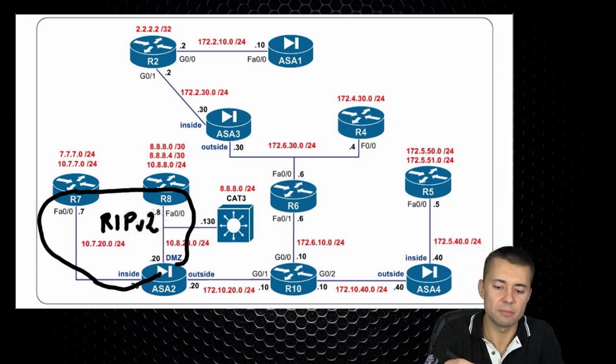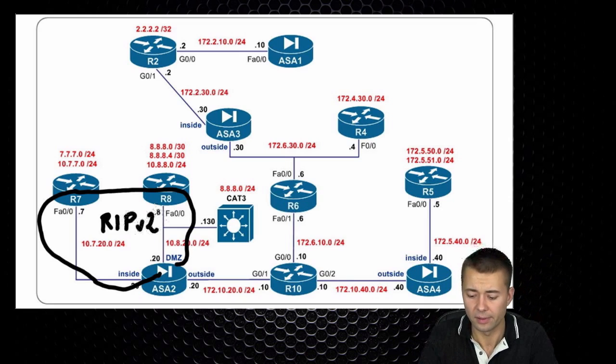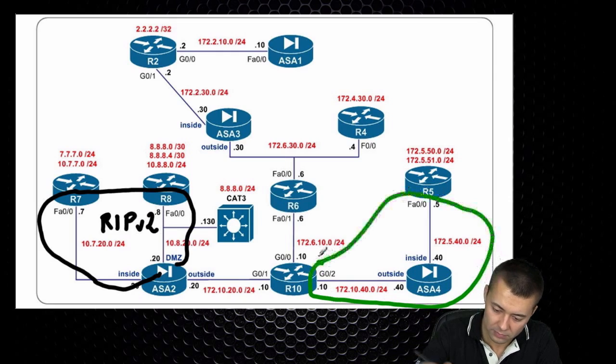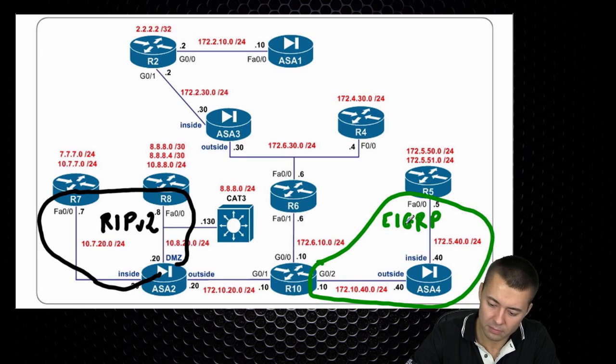We also have enabled EIGRP between router 10, ASA 4, and router 5. So this is going to be another routing protocol that we run over here. And the AS number for this EIGRP is 145.